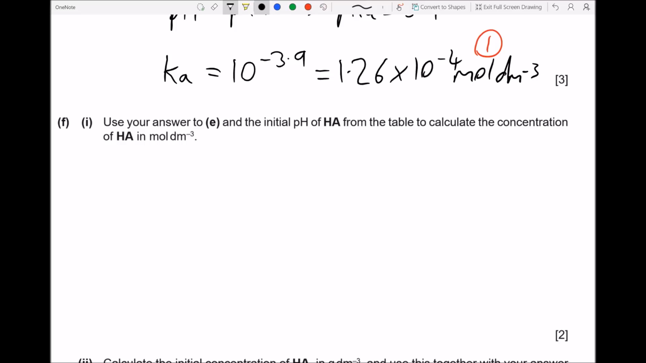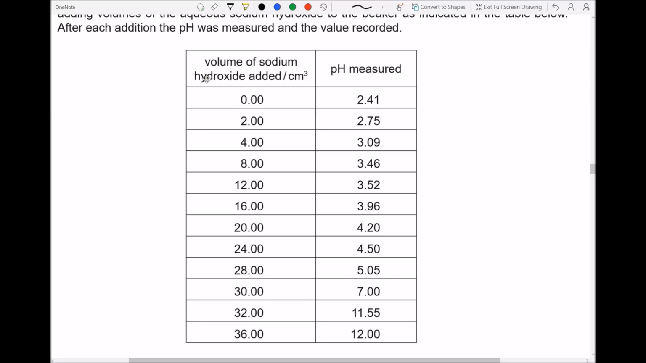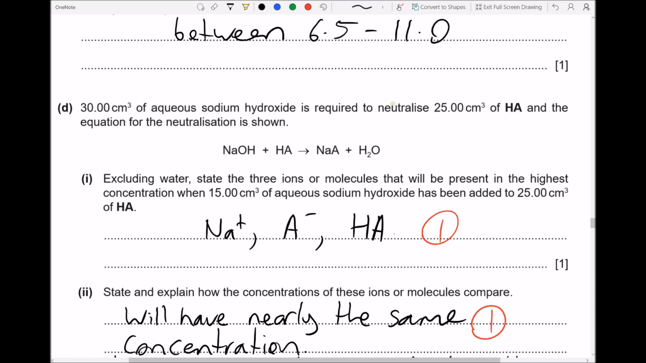So remember, we were told the pH of the acid right at the start of the reaction. If you look at your data table, let's scroll back up and I'll show you what I mean. Right at the start, before we added any sodium hydroxide in, we had 2.41, that was the pH. So this is the pH of the weak acid. If we take the anti-log of minus 2.41, we should get the concentration of H plus ions in this solution at this moment in time. Because remember, pH is measuring how many H plus ions we've got.